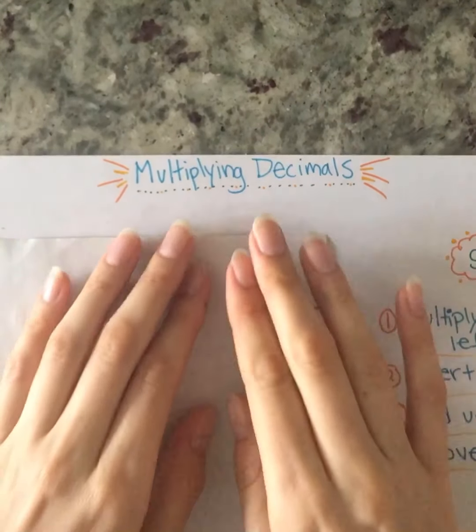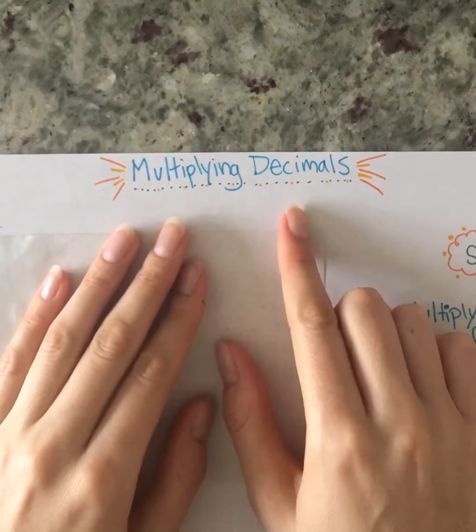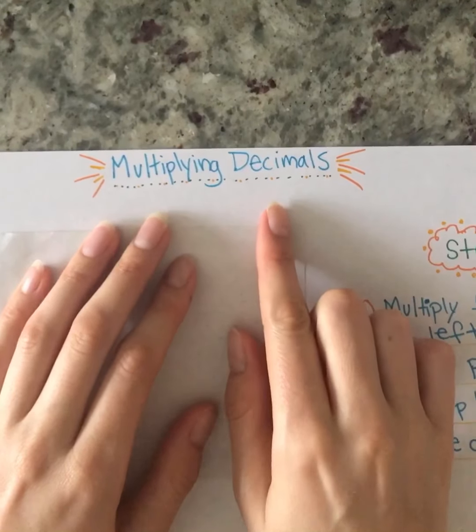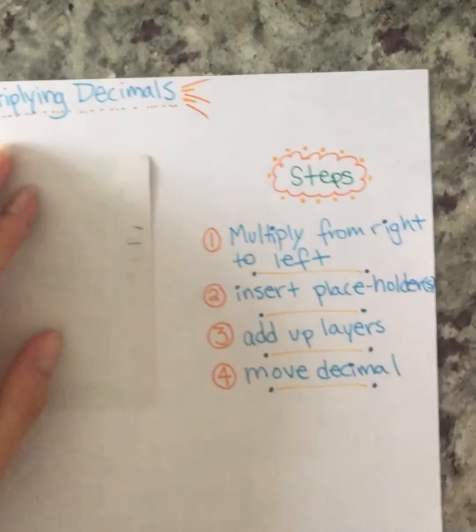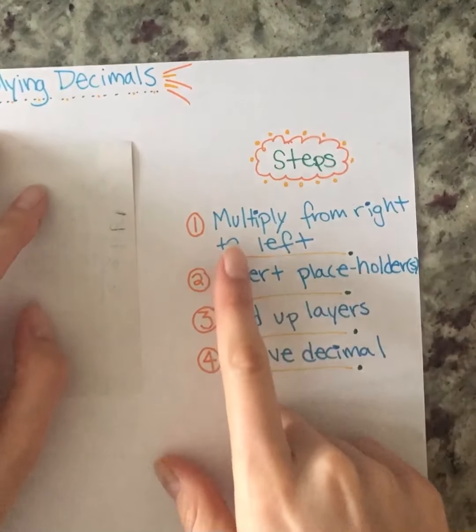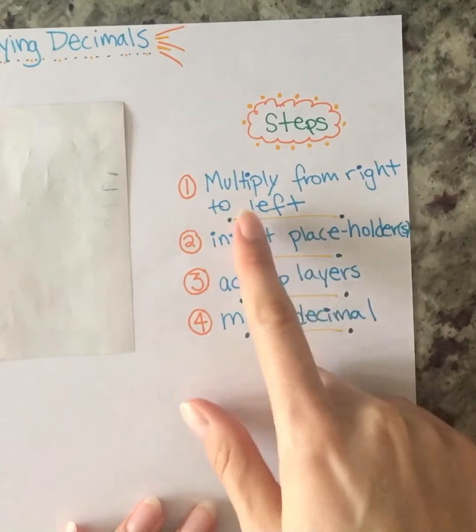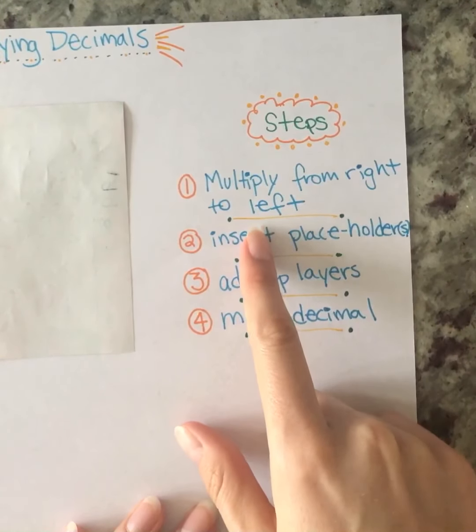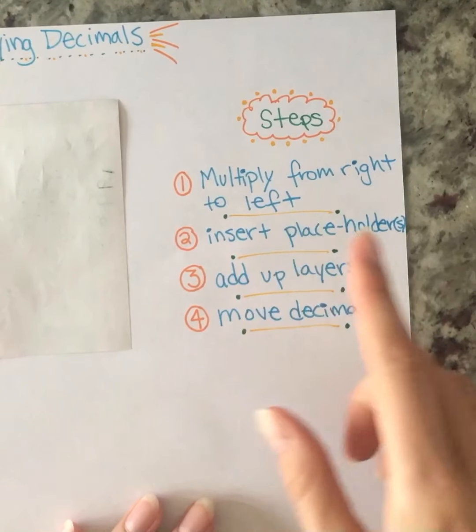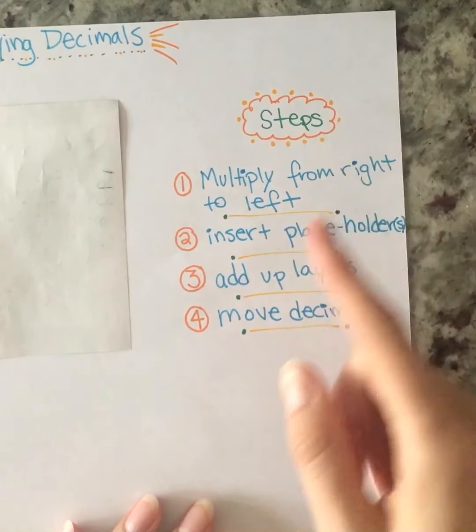Hello. Today we're going to be practicing multiplying decimals. And when we multiply with decimals, we have a few steps that we need to follow. So first off, we need to make sure we're multiplying from right to left. So when we line up our numbers, we need to make sure they go from right to left.